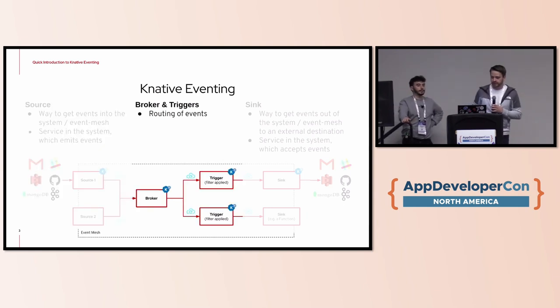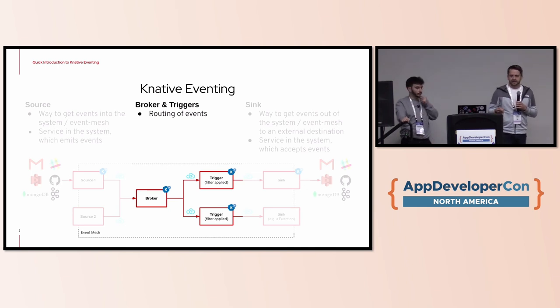Another building block in Knative Eventing are brokers and triggers. Those are responsible for routing the events. A broker provides a discoverable endpoint for event ingress, so where events get sent to. And the trigger is then responsible for the event delivery. The nice thing about triggers is that you can apply filtering based on certain attributes of the CloudEvent, so that only certain CloudEvents get forwarded.